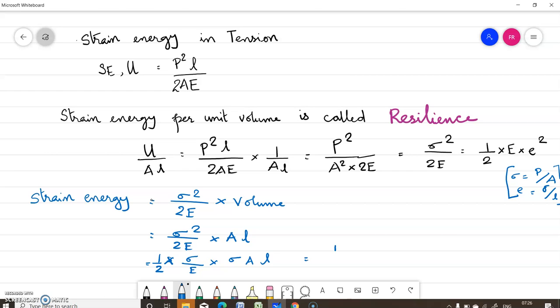So this is equal to half into strain into stress into volume. So another equation for strain energy is half into stress into strain into volume.